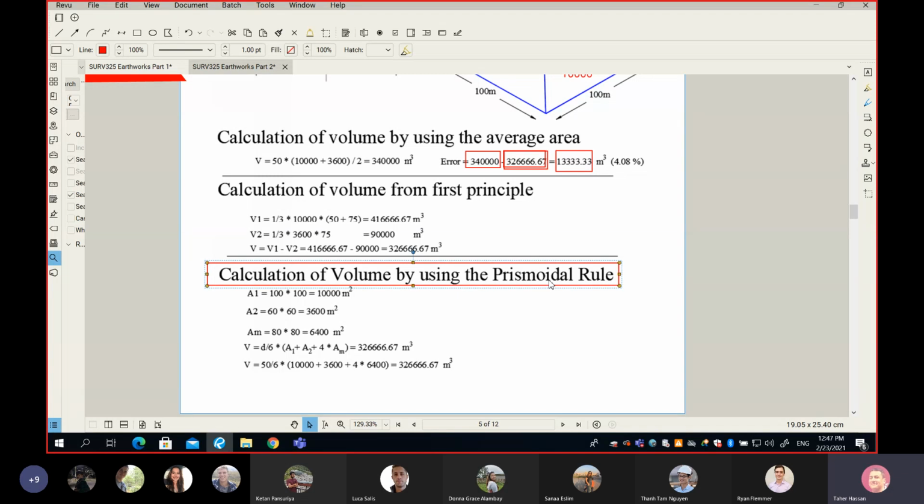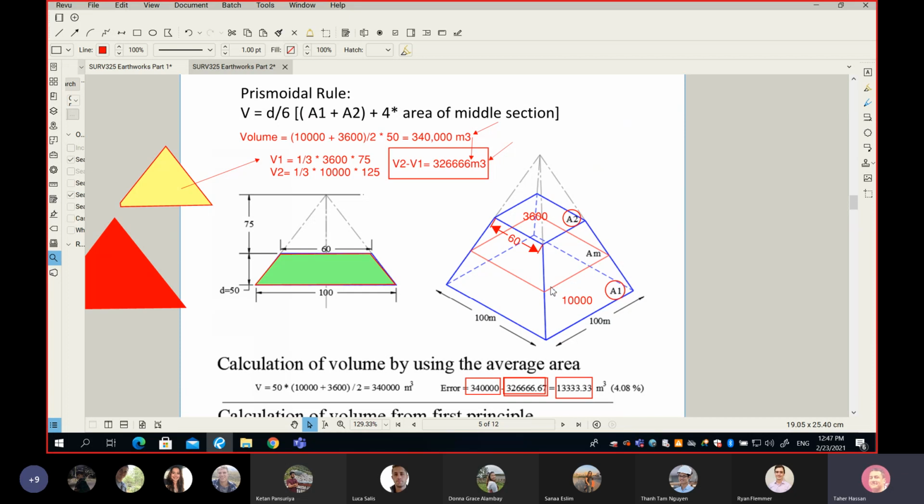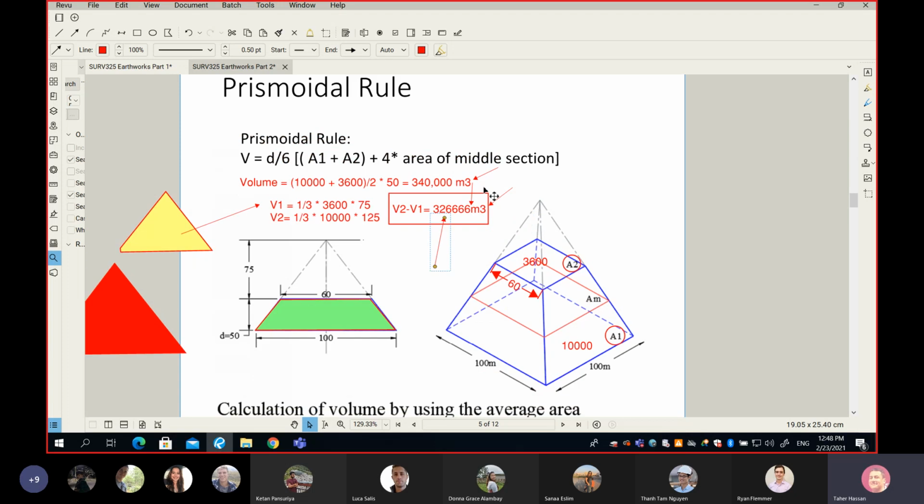So how can I prove it? Anyone to help me? How can I prove that this is an exact method? I think you can agree, if I apply the prismoidal rule on this method here and it gives me exactly the same number here, then it's a good method. If it gives me any different number, then it's an approximate method. Do you guys agree?